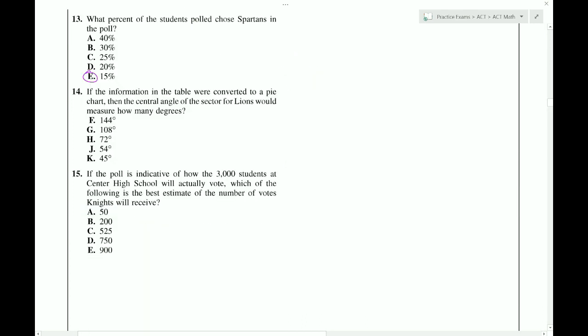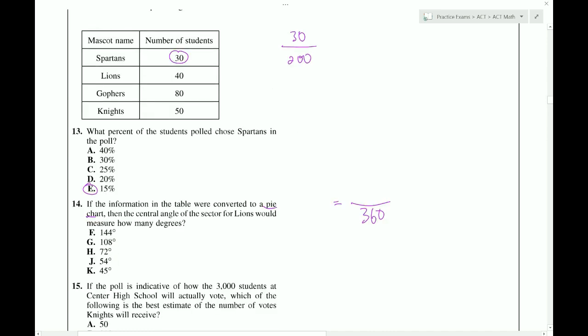Right? If the information in the table were converted to a pie chart, okay, so pie chart, you have to remember pie chart is always out of 360. So, what would be the measure of the central angle for the Lions? Lions was 40 out of 200. So this is just like the question above where we did it out of 100, except this time we're doing it out of 360.